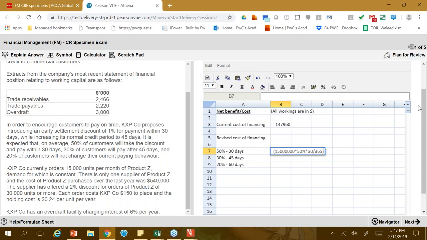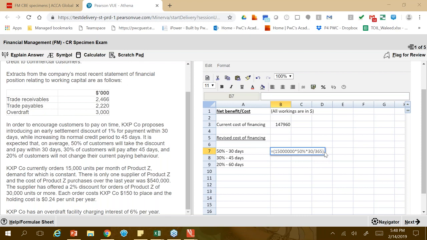So that's what I need from you. What are we calculating? Yes, I know the number, but what is that showing? Brilliant. Yes, these are the receivables. These are the receivables balance for the people who take the discount and they take 30 days. So 15 million, 50%, 30 over 365 is the receivables balance.